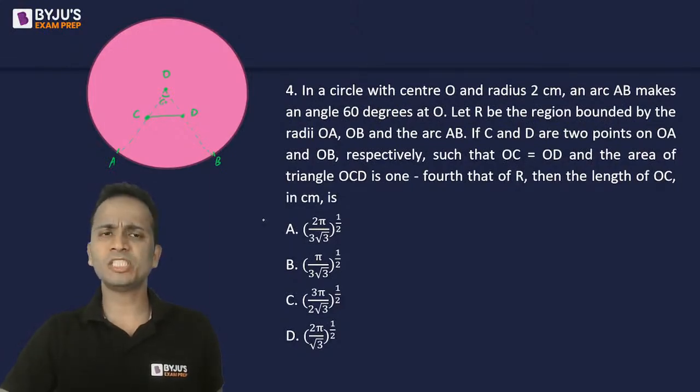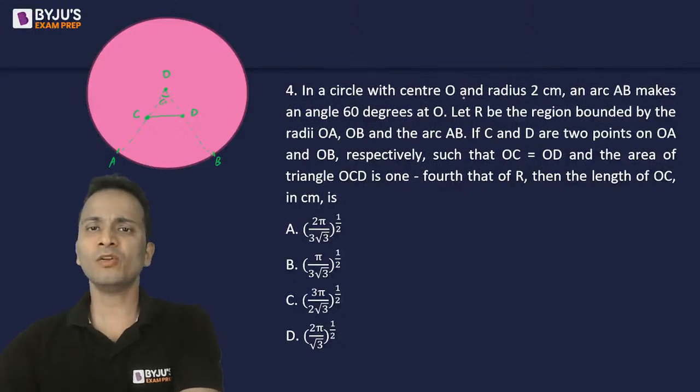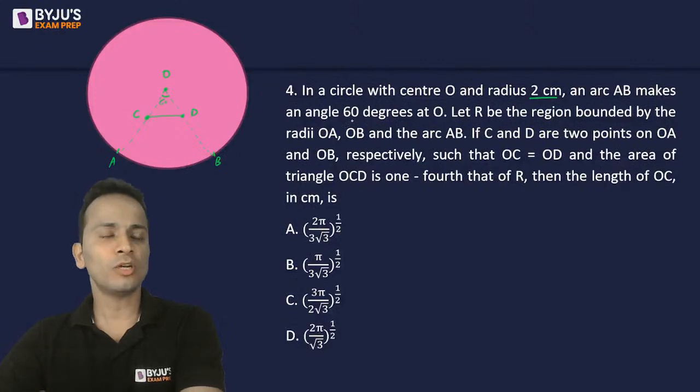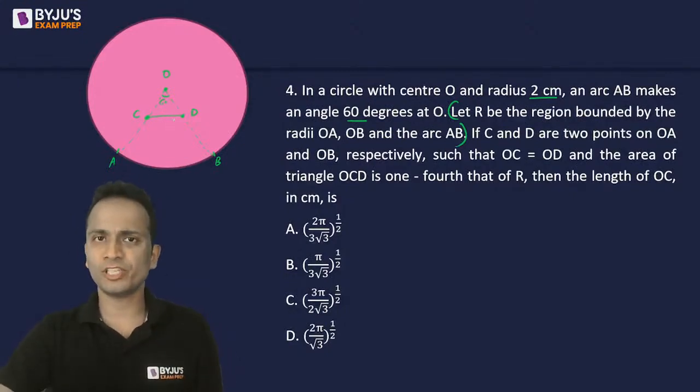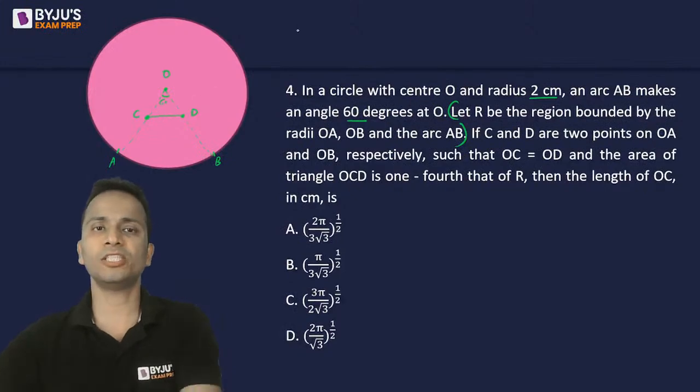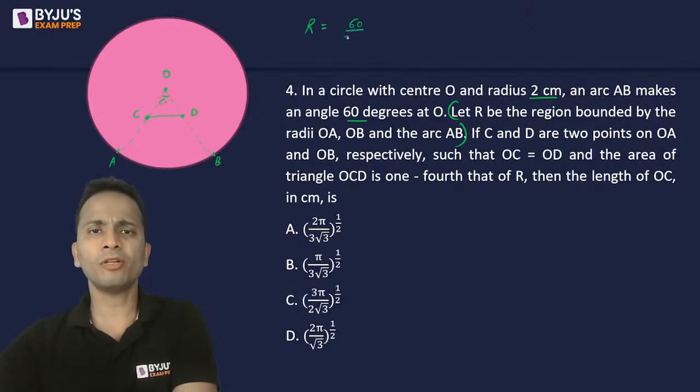Okay, so let me start. Now, in a circle with center O and radius 2 centimeters, an arc is drawn such that the central angle is 60 degrees. Now, R is the region of this sector. So basically, R is nothing but the sector of this circle and the central angle is 60. So area of region R, I'm writing at the top, will be theta upon 360 degrees into pi r square.